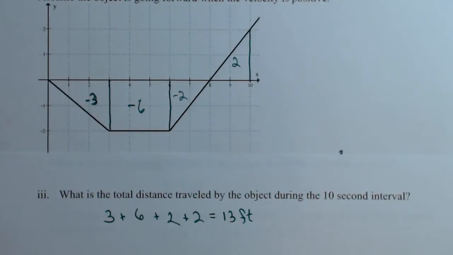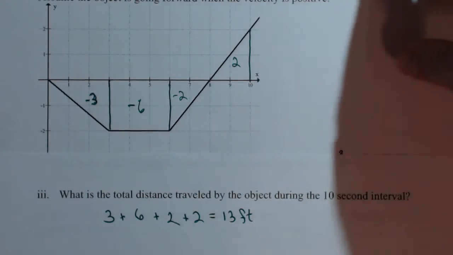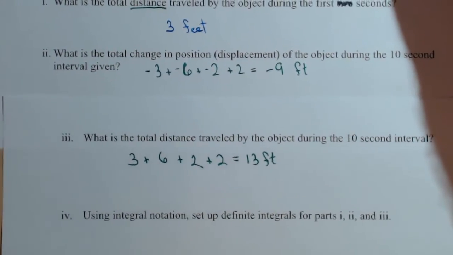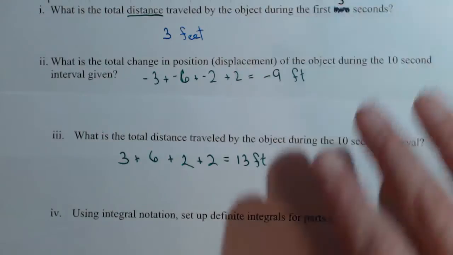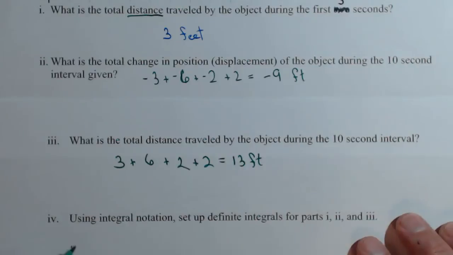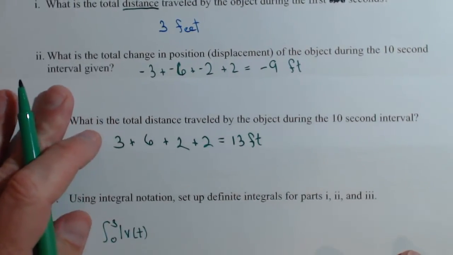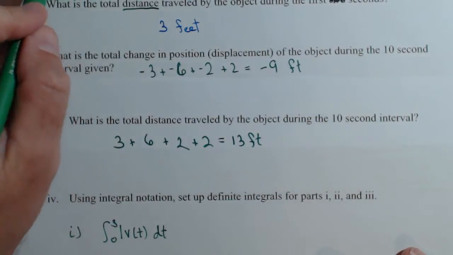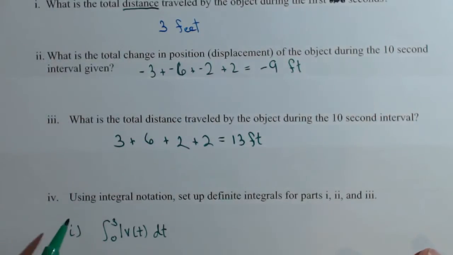Now, last thing we want to do is set up our 3 situations in integral notation. So let's see how those would look for each situation. So situation 1, we were looking for the total distance, and one way we might write that is the integral from 0 to 3 of the absolute value of v of t dt, because we had to take the absolute value of it when we found its area.